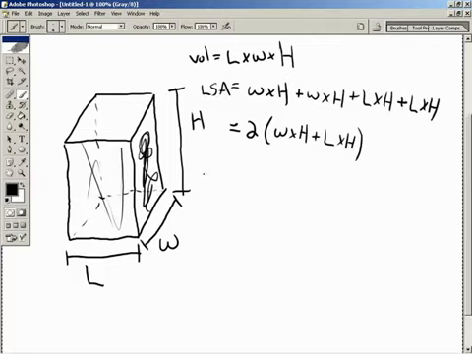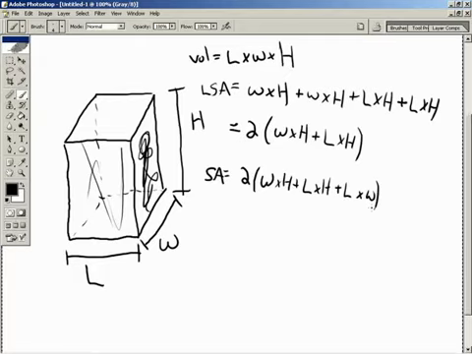If you wanted the total surface area, the surface area is simply the lateral surface area, 2 width times height plus length times height, plus the area of the bases, which would be, you're going to have 2 of them, so I'm going to keep it inside the 2 times, and it's going to be length times width. So that's what happens when you're dealing with a box.